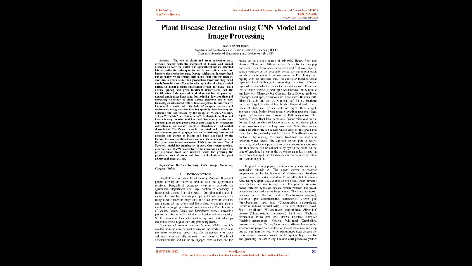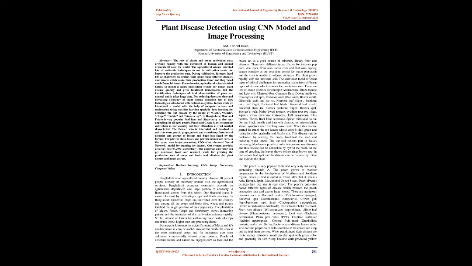The plantation of maize, peach, grape, and strawberry shows an increasing pattern, and the demand for this cultivation is rising rapidly. So the interest of farmers in cultivating these sorts of crops and fruits is higher than in any preceding decade. Maize is the scientific name of maize, and its other names are corn or mealie. Around the world corn is the most cultivated crop, and for numerous uses corn is cultivated commercially in almost every country.